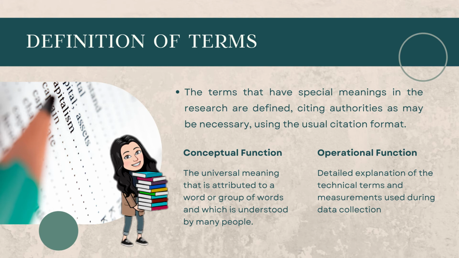We also cite authorities that may be necessary and use the usual citation format, which is further explained by one of my partners later on in this report with the guidelines on how to make one. So definition actually applies to functions. As you can see here on the slide, we have conceptual and operational functions. So what is the difference between the two?